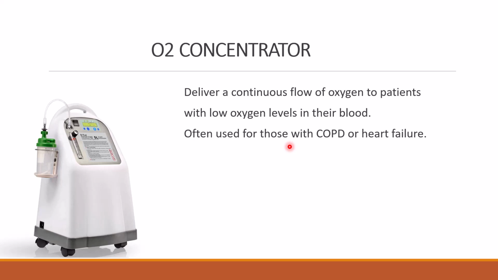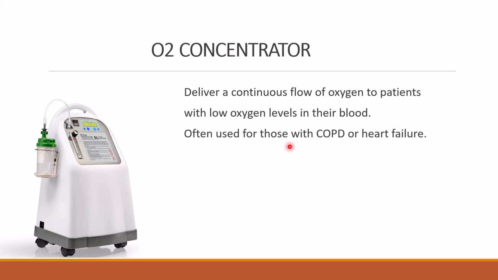Of course, when we talk about respiratory assist devices, the pulse oximeter is a condition. We can't use, for example, the oxygen cylinder or oxygen concentrator without using the pulse oximeter. It's very important because we need to see the oxygen saturation level in the patient's blood. So the oxygen concentrator is used for more sophisticated patients.